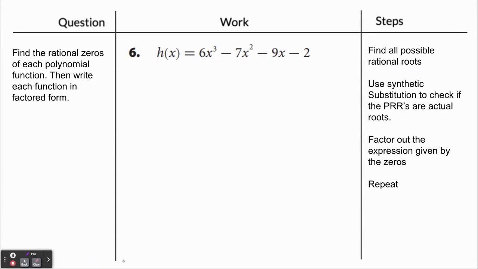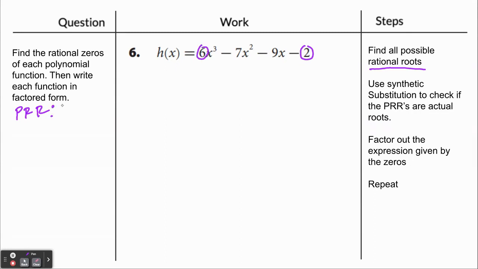Here we're asked to find the rational zeros of the polynomial, then write it in factored form. In this case, I need to find first the possible rational roots, which is all of the factors of the constant over all of the factors of our leading coefficient.